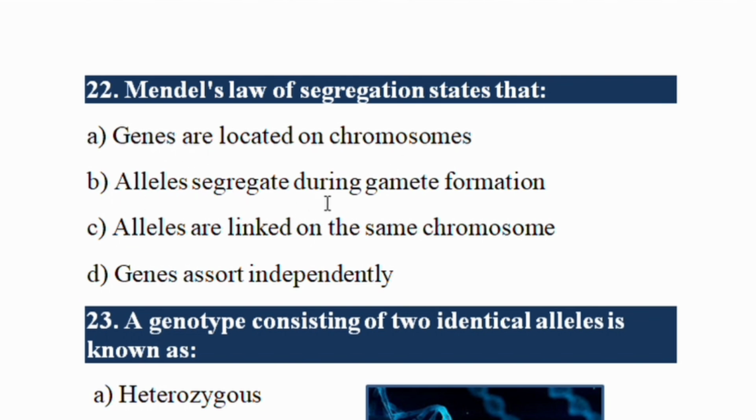Alleles segregate during gamete formation. Charlie, alleles are linked on the same chromosome. Delta, genes assort independently. Here the right option is alleles segregate during gamete formation. Right option is beta.